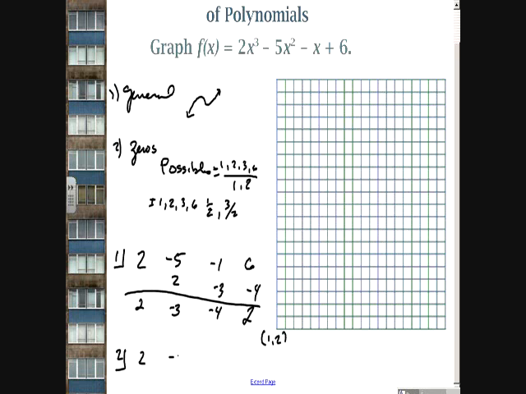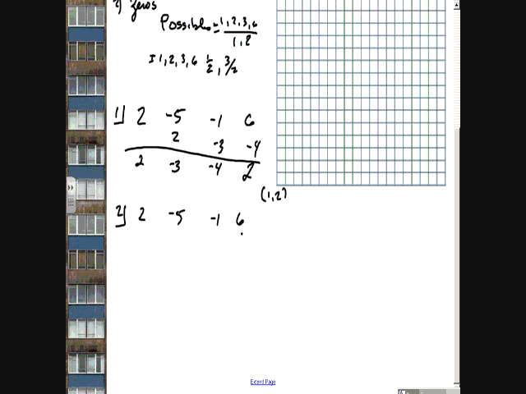So I get 2, negative 5, negative 1, 6. And I'm fine if you erase your work, I'll do it again. So 2, 4, negative 1, negative 2, negative 3, negative 6, 0. Yay, we found one. So one of our zeros is going to be, so far we got f of x is going to equal x minus 2.